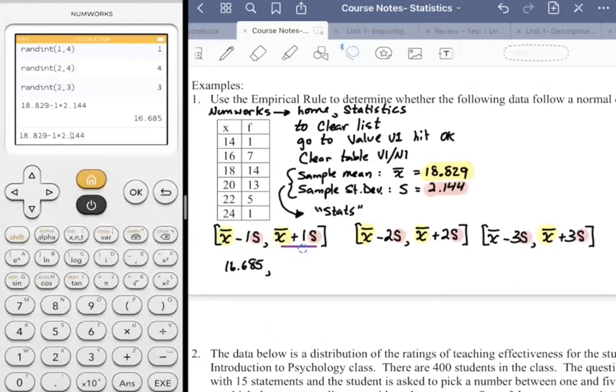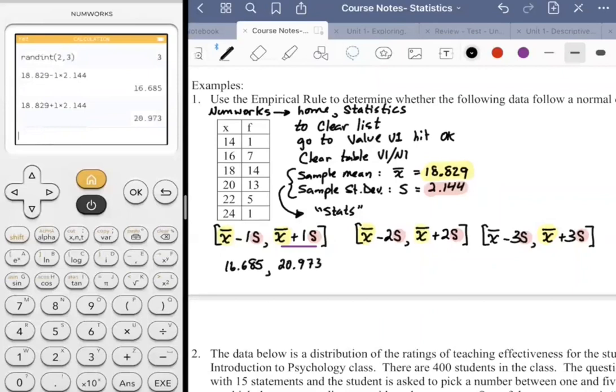All right, so I'm going to go over here and change that minus to a plus. Then I'm going to hit execute or OK, and I'm going to get 20.973. For the sake of learning the skill, I'm not going to account for any percentages yet. I'm just going to go right across the line here and keep running computations.